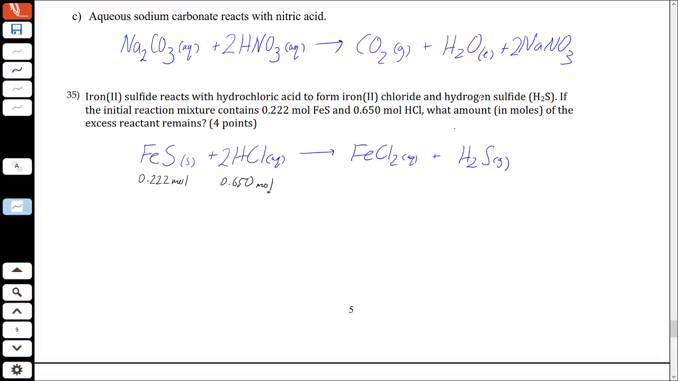So be a little bit careful here. Some people simply subtracted 0.222 from 0.65. That doesn't work because it's not a 1-to-1 ratio. You need twice as many moles of HCl. Obviously the iron(II) sulfide is limiting. You need 0.444 moles of the HCl to react with 0.222 moles of the iron sulfide. So the excess reactant left is 0.650 moles minus 0.444 moles. That's going to give you the excess reactant left.